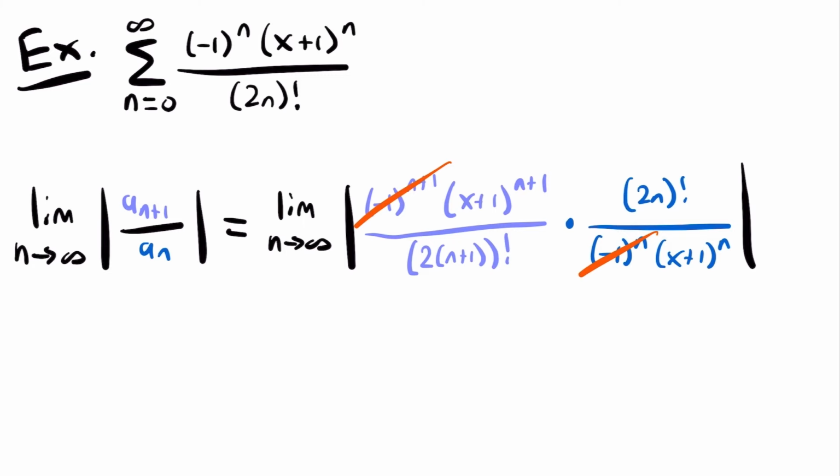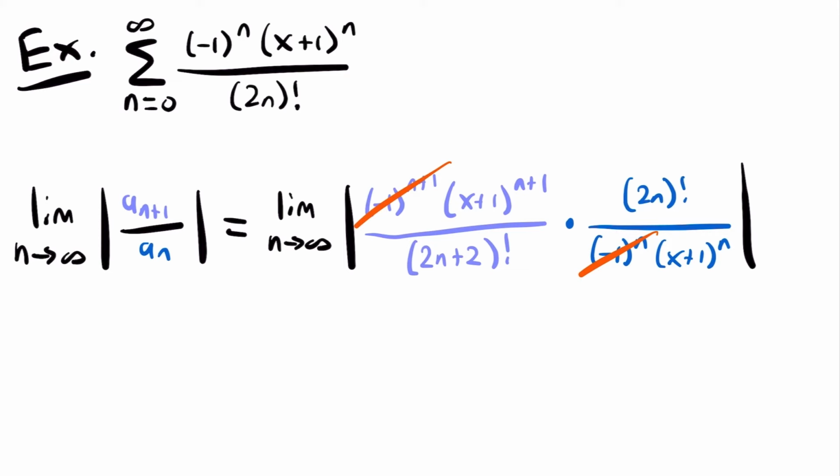And then the next thing I want to do is simplify this factorial a little bit. We have 2 times the quantity n plus 1, right? We just replace this n with n plus 1 for the a sub n plus 1 term. And so I want to simplify that a little bit. 2 times n is 2n, and 2 times 1 is 2. So what we really have here is 2n plus 2 factorial. And so I'll write that in.